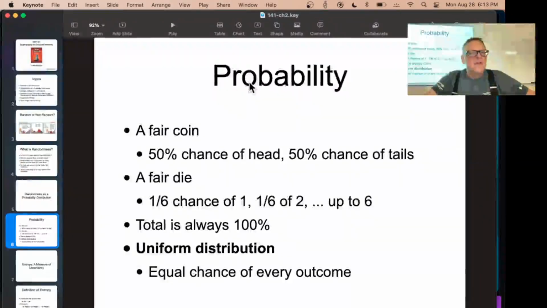So one way to do it is with a probability distribution. If you flip a coin, you have 50% chance of heads and 50% chance of tails. If you roll a dice, you have 1/6 chance of all the numbers 1 through 6. So those are a fair random probability. That's a uniform distribution with an equal chance of every outcome.